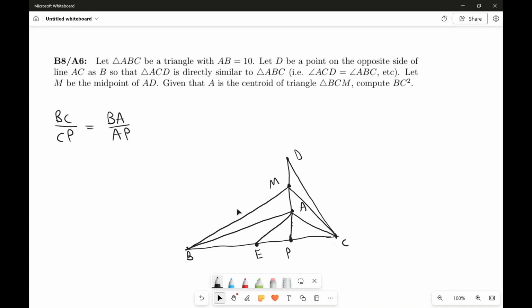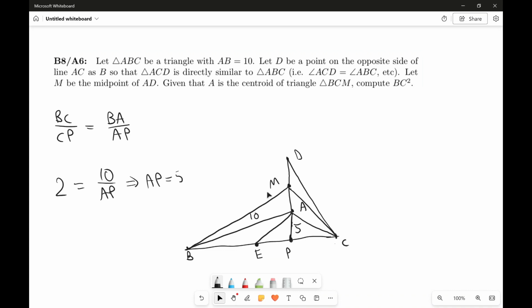Using this external bisector theorem, we end up getting BC over CP. Since P is the midpoint of BC as given, we have that this is 2, is equal to BA, which is 10, over AP. So AP is equal to 5. So let's label that in. So now we just have to deal with the other side lengths. BA bisects CM, CA bisects BM, that seems a bit complicated.